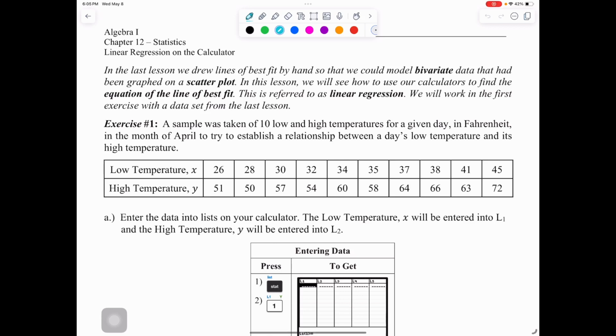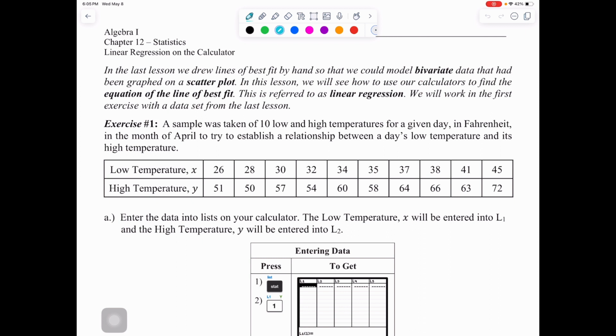Today's lesson is called Linear Regression on the Calculator. So in the last lesson, we drew lines of best fit by hand so that we could model bivariate data that had been graphed on a scatter plot. In this lesson, we will see how to use our calculators to find the equation of the line of best fit. This is referred to as linear regression.